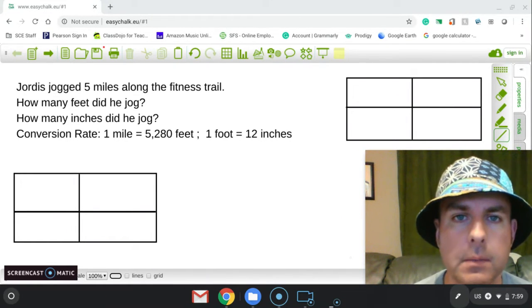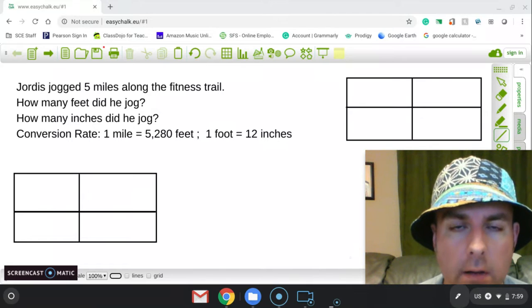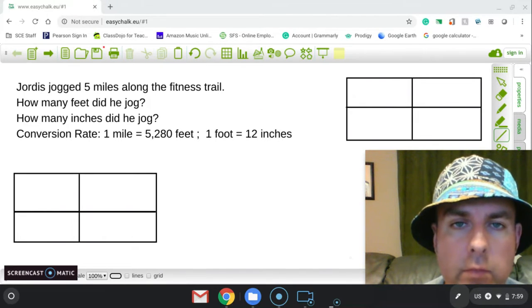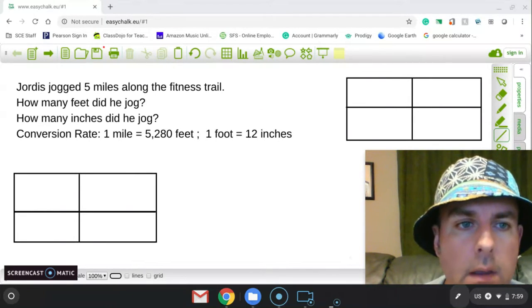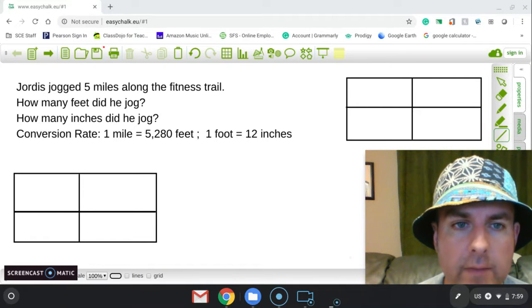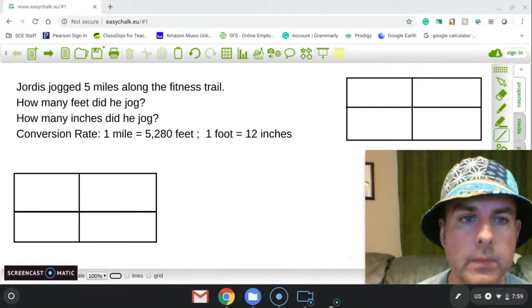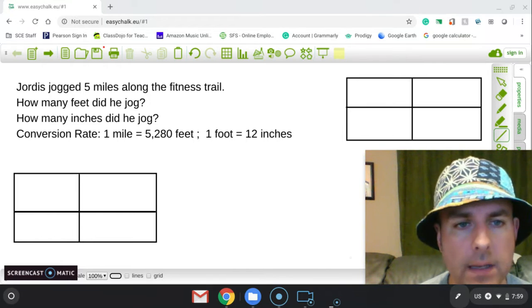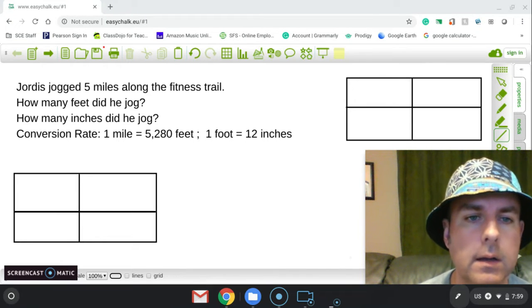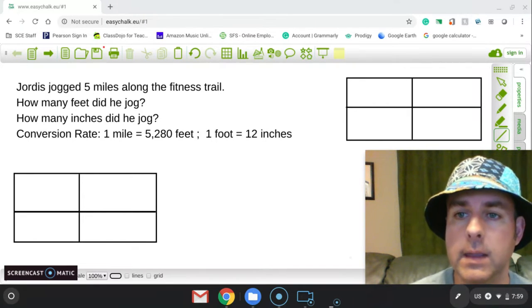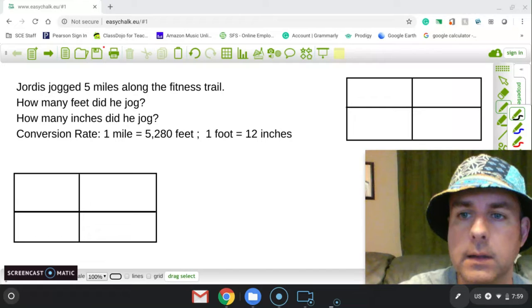So on this first problem, you might see that I have a couple of boxes already created because there's more than one step. So here we go. It says Jordis jogged 5 miles along the fitness trail. How many feet did he jog? How many inches did he jog? In our conversion rate, 1 mile equals 5,280 feet, and 1 foot equals 12 inches. So we have a lot of information going on here.